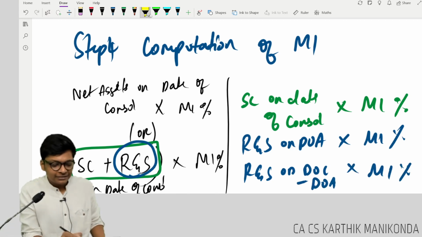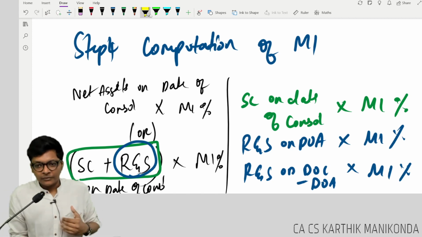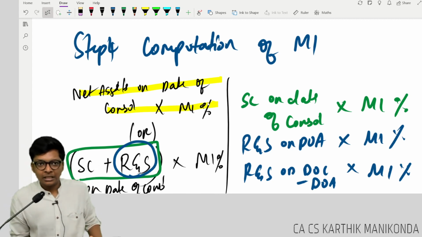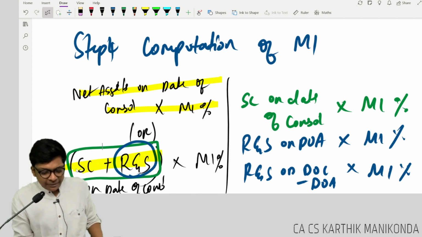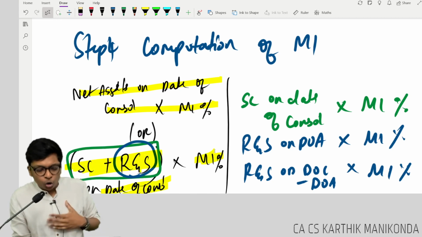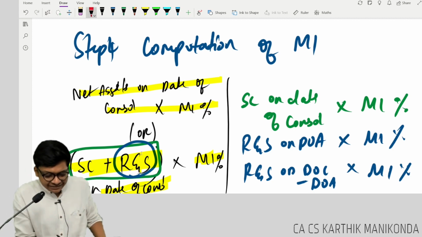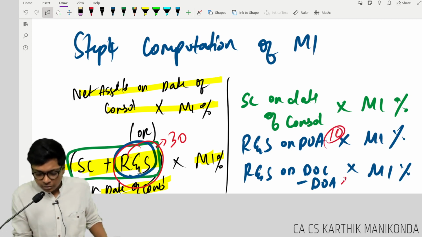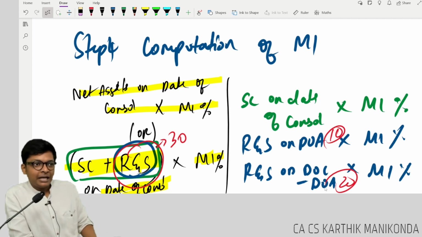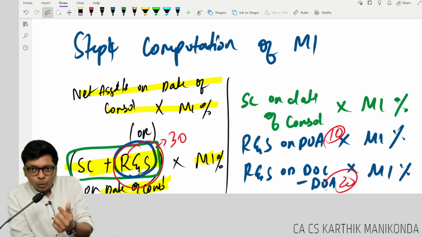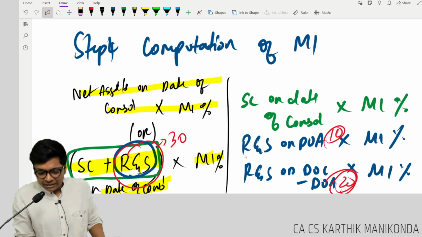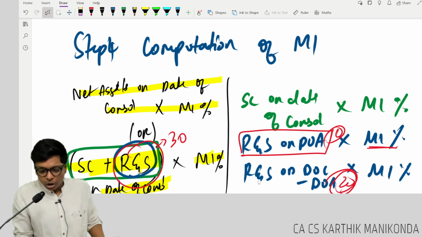Are you following? Sir, why sir you are doing three things? All three are the same. Look at this. Net assets on the date of consolidation into minority interest percentage is one method. In some sums I will do share capital plus reserves and surplus on date of consolidation into minority interest. This reserves and surplus in our example was 30. I am splitting this 30 as 10, 20. Are you following, guys? In the 10, what belongs to me is 20%. In the 20 also, what belongs to me is 20%, correct? So reserves and surplus on date of acquisition into minority interest rate, or reserves and surplus on date of consolidation minus date of acquisition into minority interest.